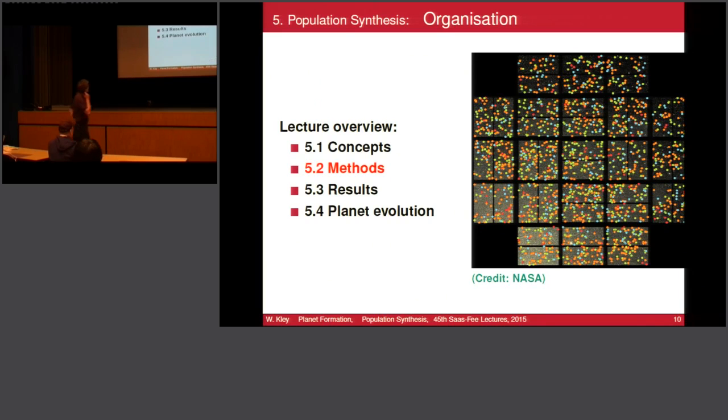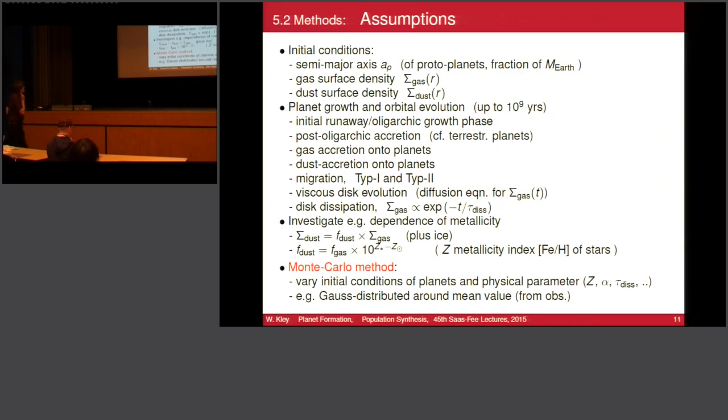Okay, methods. There is a long list of methods here, and I will not go through them in all glory and detail. Initial conditions of these protoplanets: they are a fraction of an Earth mass. We have a gas surface density of the disk and a dust surface density distribution of the disk. So not only the minimum mass solar nebula, but you can vary this a little bit. You can play around with the exponents and so on, with the ice line and the dust fraction, and so on and so on.